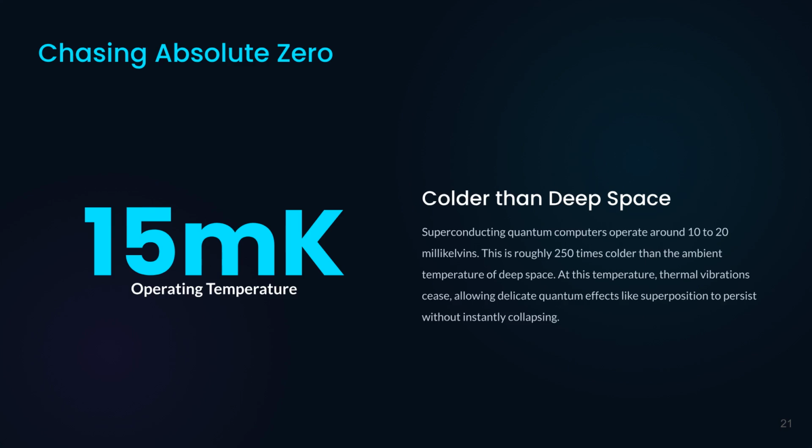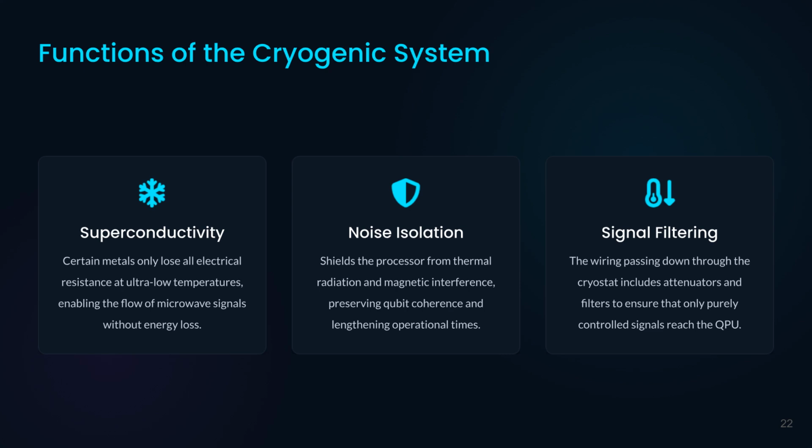At such extreme temperatures, thermal vibrations cease, which is essential to prevent the delicate quantum state from collapsing. The cryogenic system provides three critical functions: enabling superconductivity in metals, isolating the processor from thermal and electromagnetic radiation, and filtering incoming signals to ensure only clean control pulses reach the QPU.